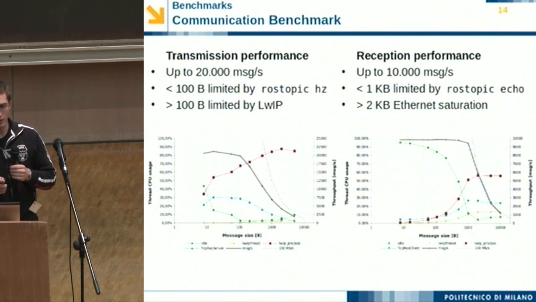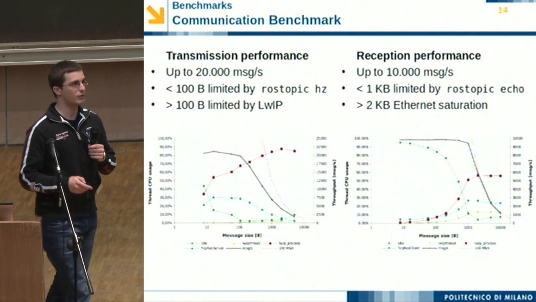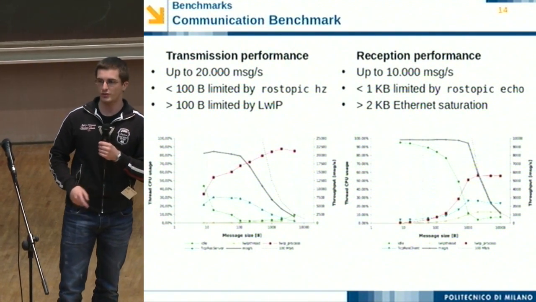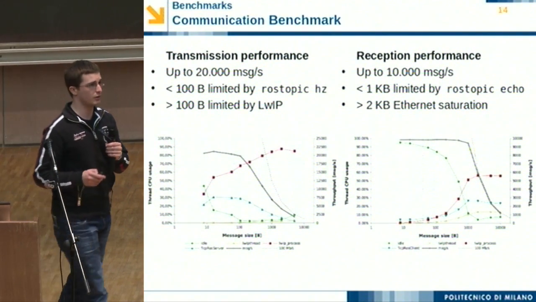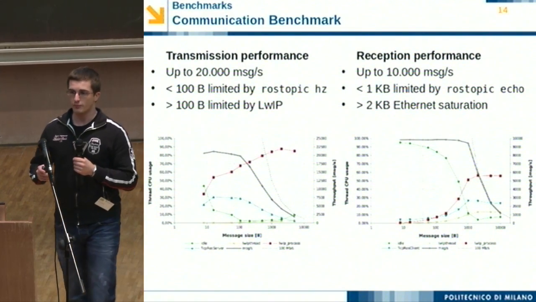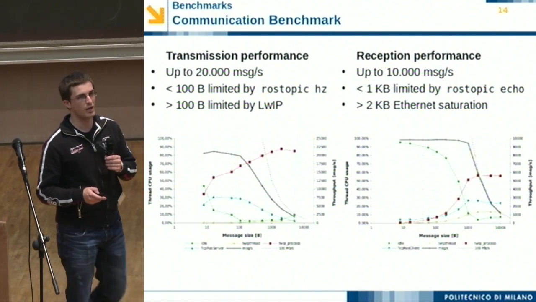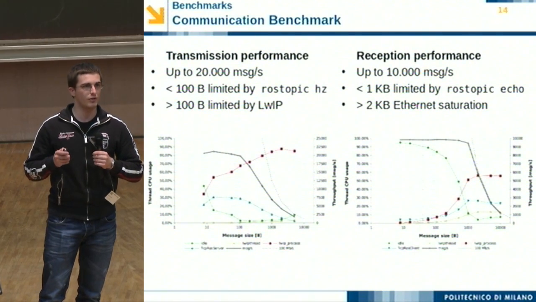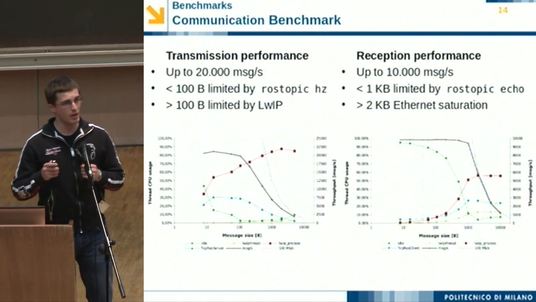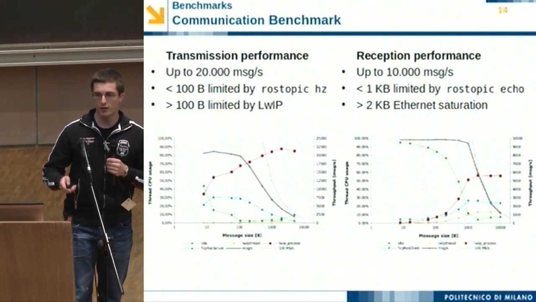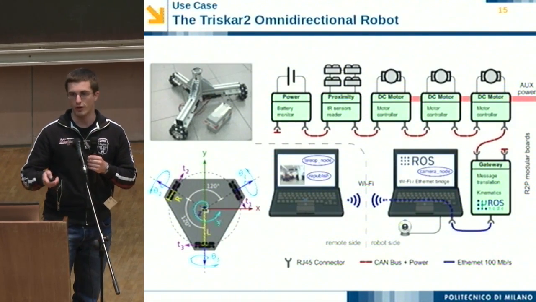processing. Likewise, on the other end, when we do the reception, we can see that we can reach around 10,000 messages per second. Here, the limit was also my host machine when messages were smaller than 1 kilobyte. And when messages were bigger than 2 kilobytes, we also reached the Ethernet saturation. So the performance when streaming and receiving streams is not impacted by microROSnode, but by the host machine, the TCP protocol, and also by the processing itself made on such a microcontroller.